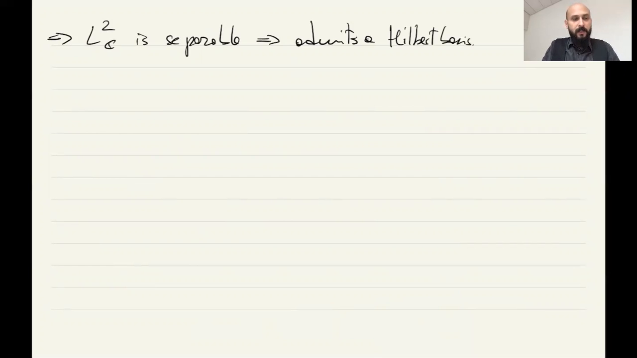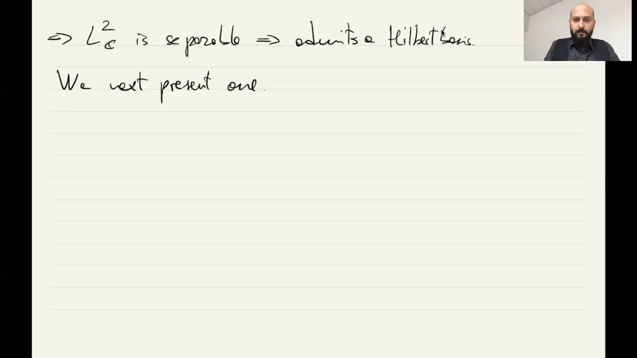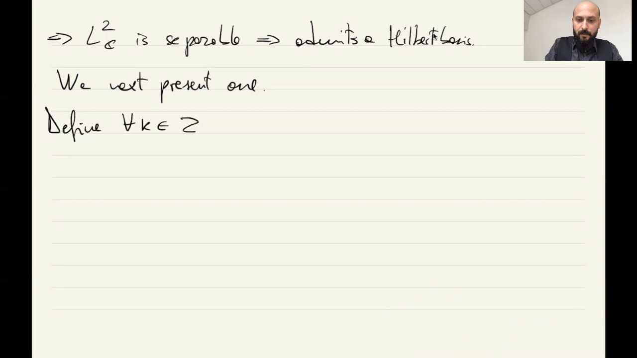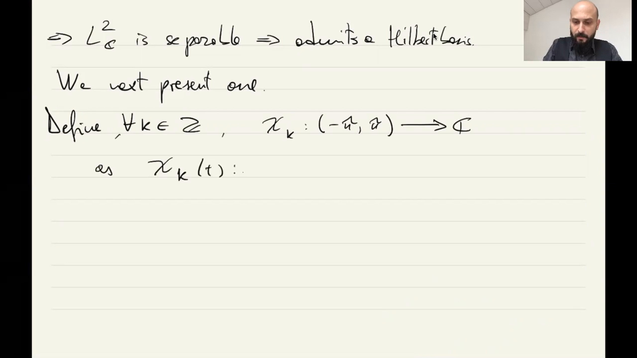Our plan is to next present one such Hilbert basis. So define, for all k an integer number, the function φ_k from minus pi to pi into C, the function φ_k(t) to be e^{ikt}.